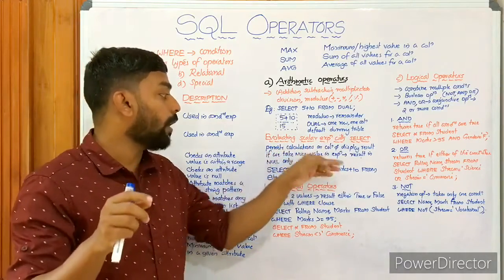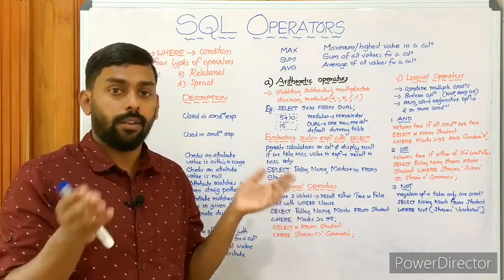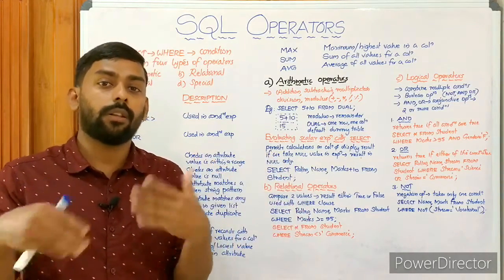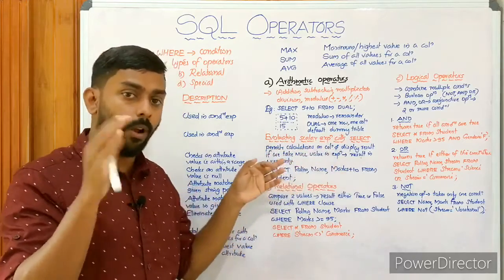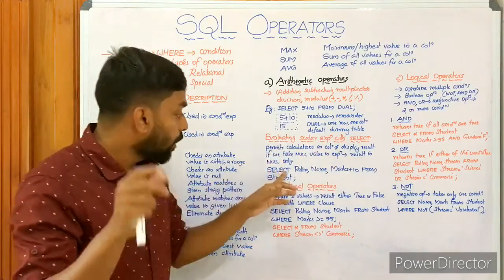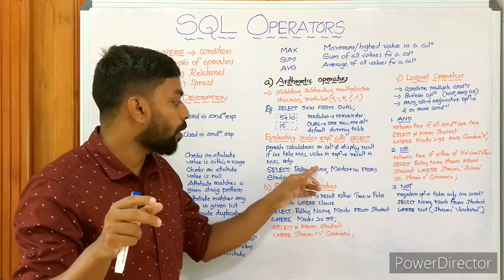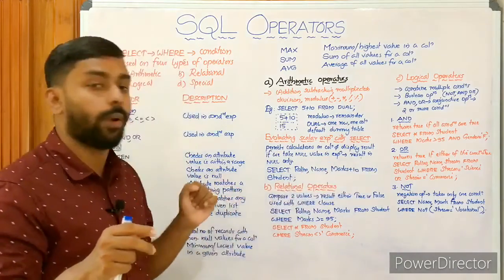If we take a null value in an expression, the result will be null only, right? If we take a null value, the result will also be null. We have an example here. Select roll number, name, marks plus 10 from student.